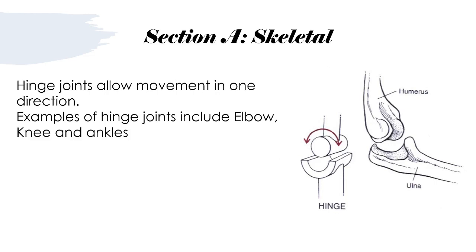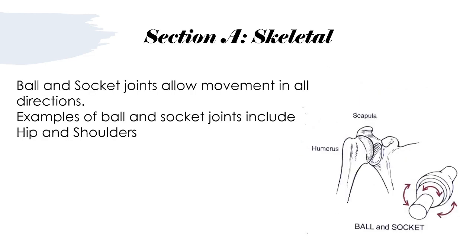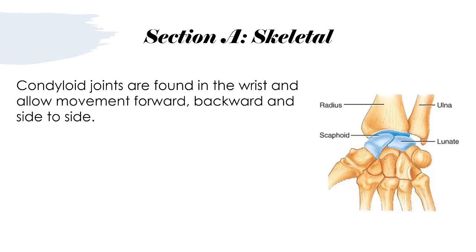The hinge joint helps movement in one direction. So that's the elbow, knees, and ankles. Those are examples. Ball and socket allows movement in all directions, so that can be seen in the hips and shoulders. Condyloid joints are found in the wrist, and they allow movement forwards, backwards, and side to side.